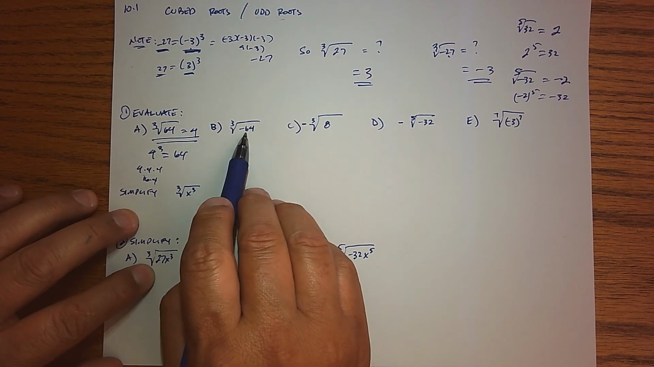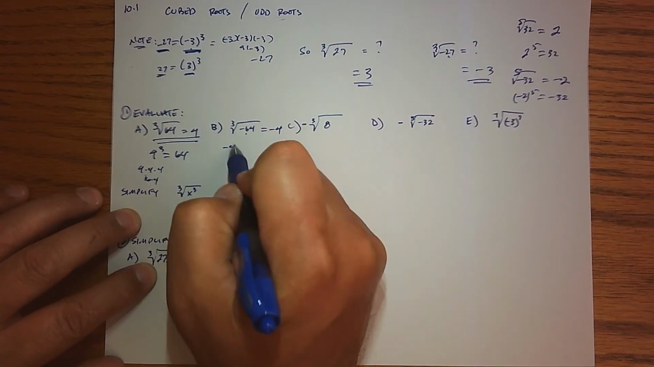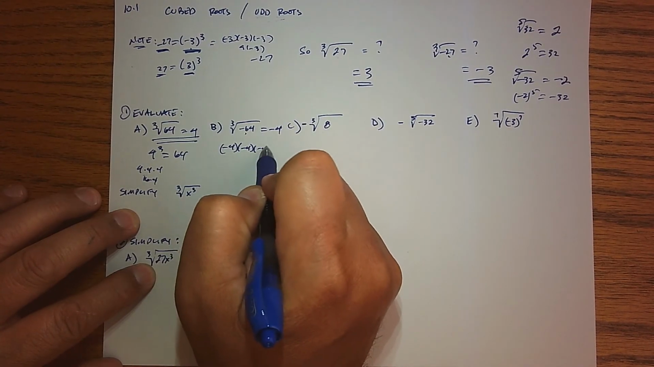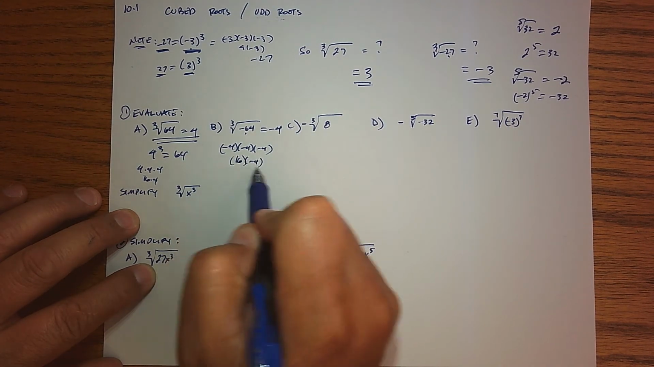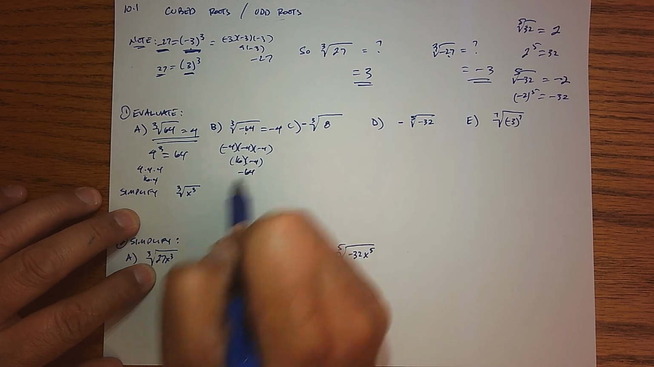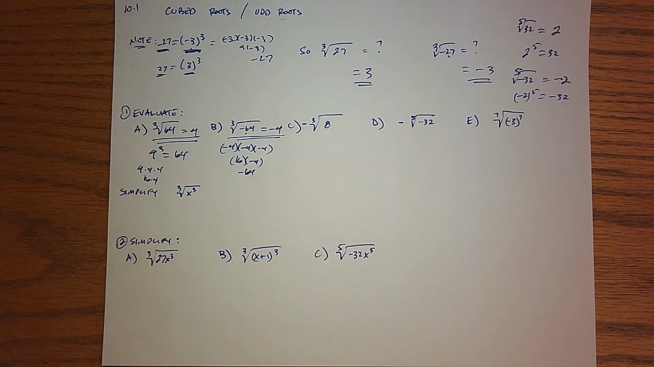What about the cube root of negative 64? Well, that has to be negative 4, because negative 4 times negative 4 times negative 4 would give us a 16, and then a positive times a negative is a negative, and so we get negative 64. So the cube root of negative 64 is negative 4.